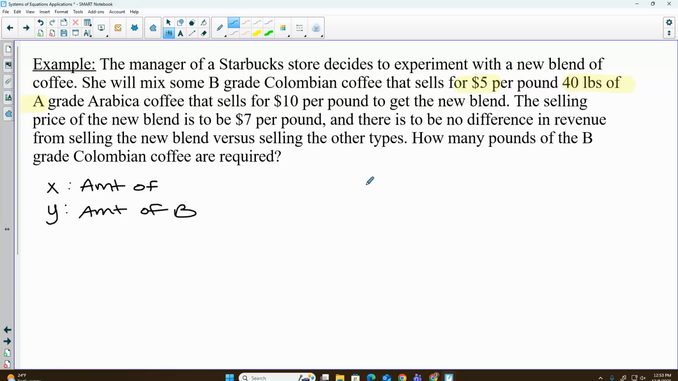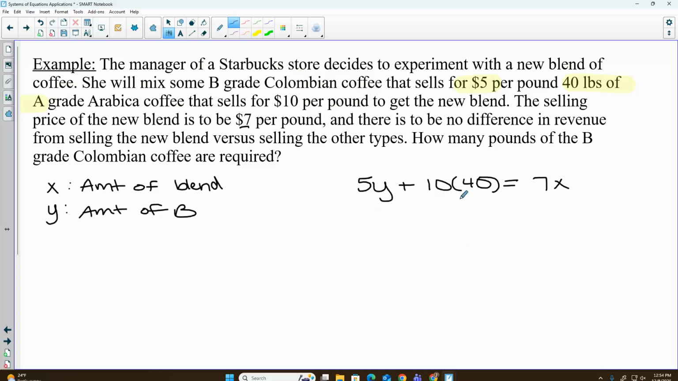So $5 per pound, so we call that our Y, so 5 times Y, plus 40 pounds of a coffee that sells for $10 per pound, so 10 times 40, equals, okay, something that costs $7 per pound. Do I have a variable for my new blend? No, that's the other thing I need. Okay, so let's make X the amount of our blend, our mixture. So sometimes we picked one, it made sense, but then when we went to write the equation, we didn't really need that to be X, so we had to adjust.